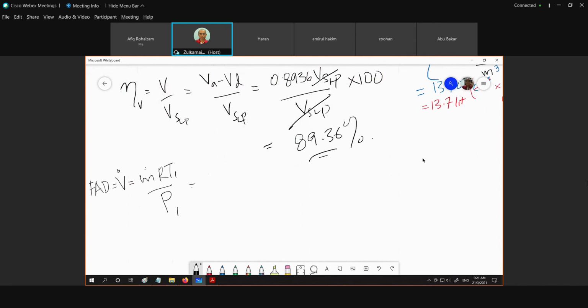M dot kita adalah 4.5 kalikan dengan R kita adalah 0.287 kalikan dengan T1 kita adalah 288 and the P1 is 1.013 multiplied by 100. Berapa kita punya FAD? Yang ni saya maintain dia sebagai kilogram per meter cube ya. Because this FAD biasa unitnya adalah meter cube per minute. So kita leavekan this M dot sebagai kilogram per minute. So berapa kita dapat?